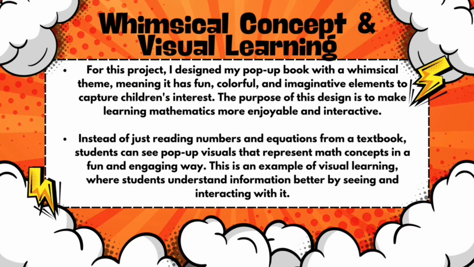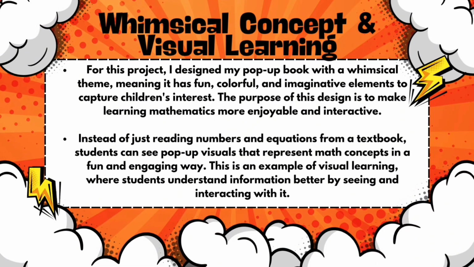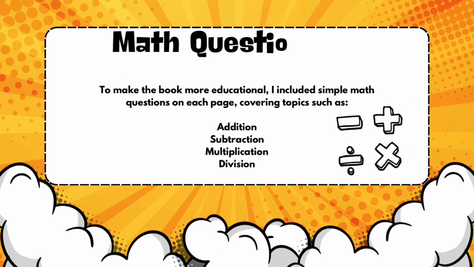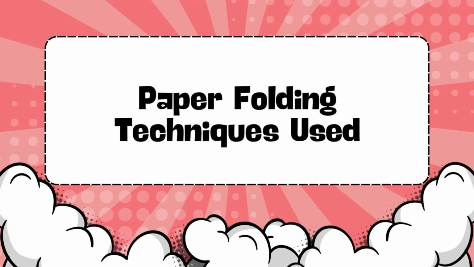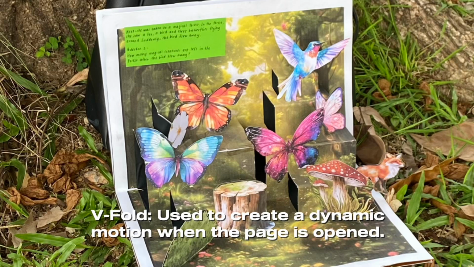This is an example of visual learning, where students understand information better by seeing and interacting with it. To make the book more educational, I included simple math questions on each page, covering topics such as addition, subtraction, multiplication, and division. So, what are the paper folding techniques that I used in this project? V-fold, used to create a dynamic motion when the page is open.